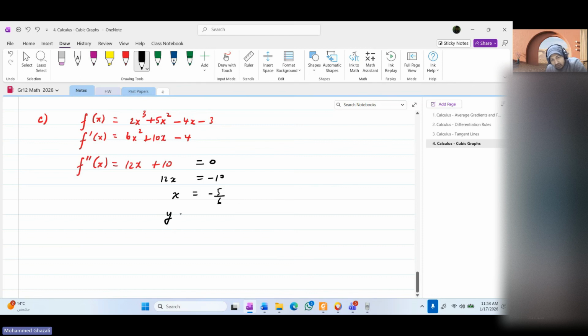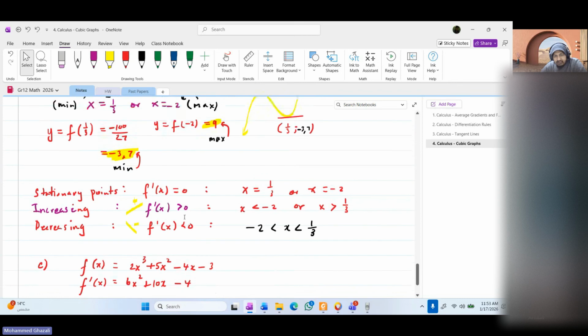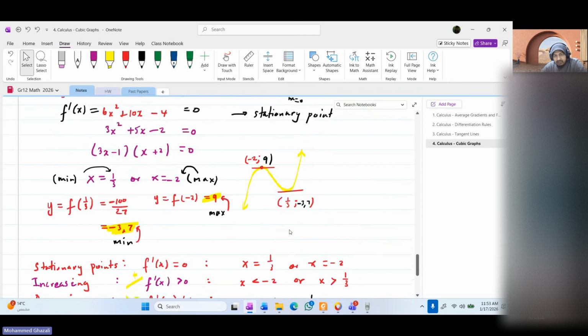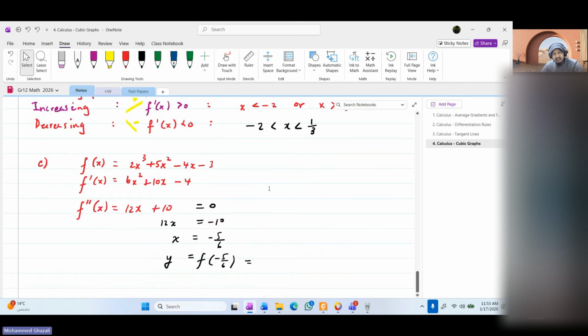So what's the y value? The y value is now equal to f of negative 5 over 6. We need to substitute negative 5 over 6 into the f of x function because we want the inflection point. Now, where does the inflection point lie? Watch here. The inflection point is somewhere around here. That's where the concavity is changing. It's going from concave down to concave up. Can you see? So that is negative 5 over 6. This point over here is negative 5 over 6.